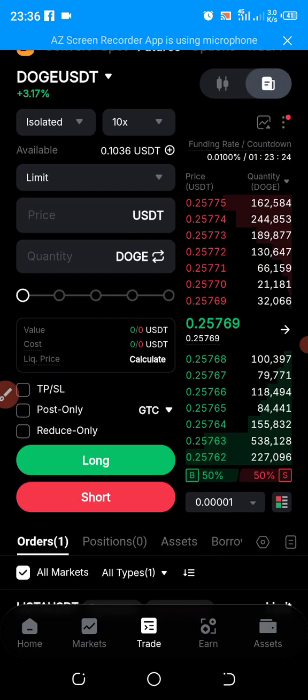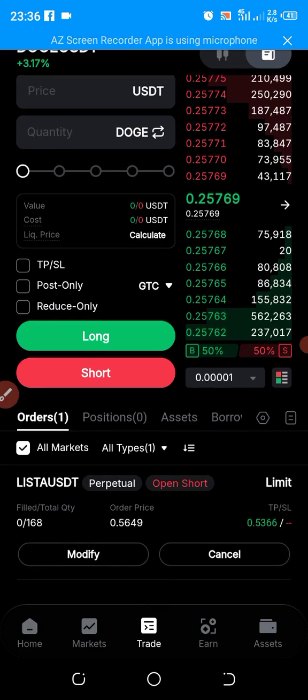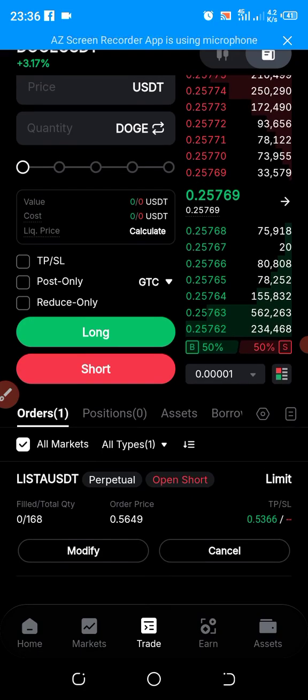Either you are entering at the market price or you are using a limit order. Also, I've already recorded how to use leverage. All those things are important, so go and watch them. But in this video I'm going to show you how you can actually set up your stop loss and take profit, because taking your profit and setting a stop loss is also important in trading.